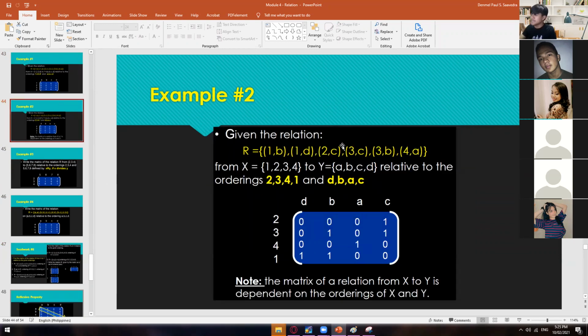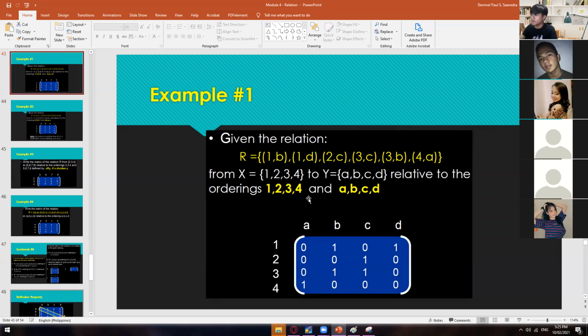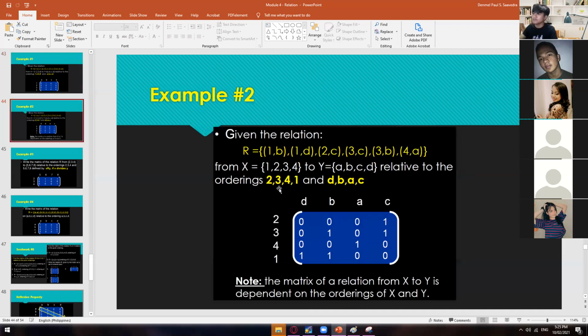Yeah, we have the same ordered relations, but just different orderings. So before we have 1, 2, 3, 4, and then A, B, C, D. But right now we have 2, 3, 4, 1, and then B, D, A, C. So you have to be wary on that one.